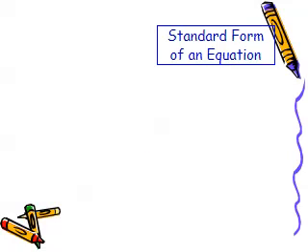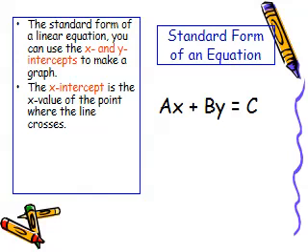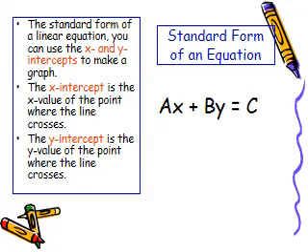Alright, now standard form of an equation. We're talking about this standard form a little bit. That's what it looks like, ax plus by equals c. The standard form, you can use this easily to get the x and the y-intercepts to help you make a graph. The x-intercept is the x value of the point where the line crosses the x-axis, and the y-intercept is the y value of the point where the line crosses the y-axis.